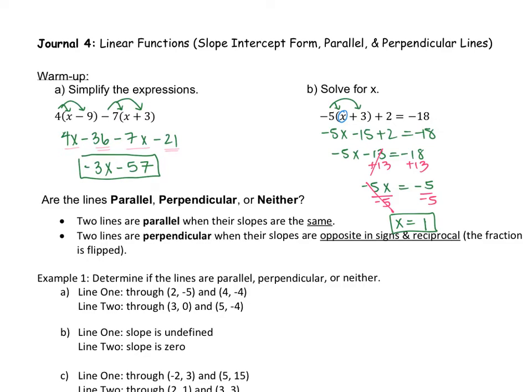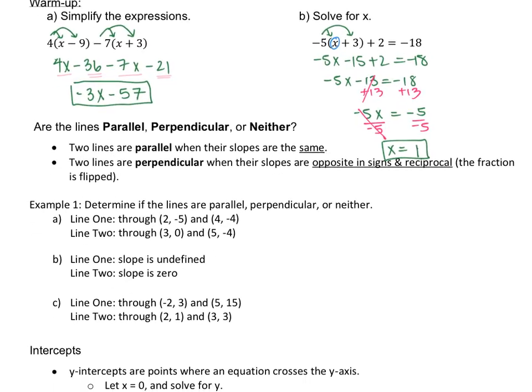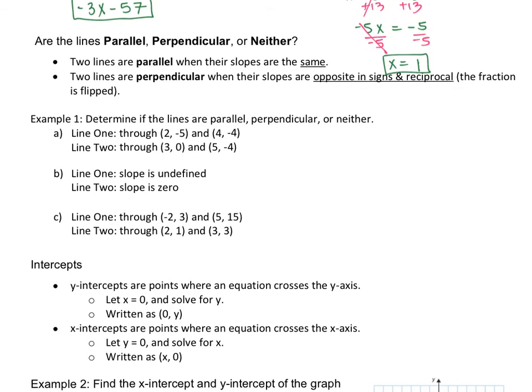All right, now that we're warmed up here, let's get into how do we find if something is parallel, perpendicular, or neither. And so if two lines are parallel, that means that their slopes are the same. So you're going to compare their slopes, and if they're the same, they're parallel. If two lines are perpendicular, then that means their slopes are opposite signs and reciprocals. Oops, I didn't mean to slash that out.